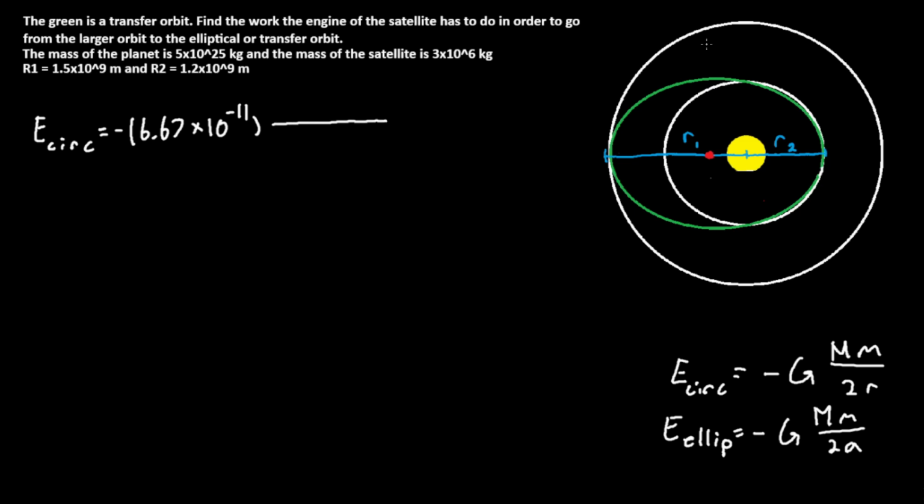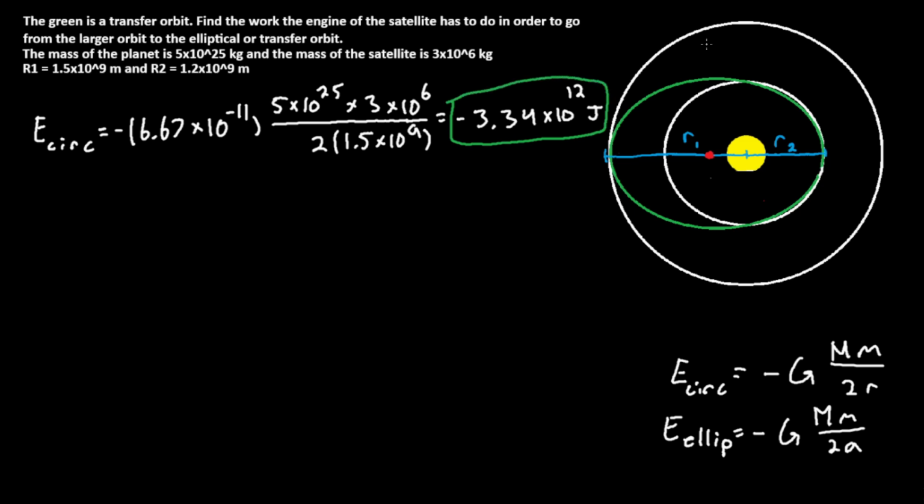The energy of the larger circular orbit is G times the mass of the planet, which is 5 times 10 to the power of 25, times the mass of the satellite, which is 3, divided by 2 times r, the radius of the orbit. So r1 is the radius of the larger orbit, so r1 is equal to 1.5 times 10 to the power of 9 meters. Once you've evaluated this in your calculator, you should get an energy of 3.34 times 10 to the power of 12 joules. So this is the energy of the larger circular orbit.